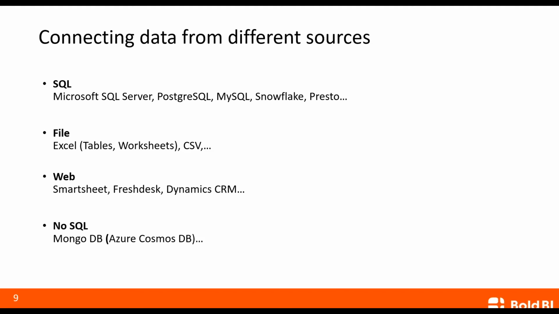Any data connectors can be summarized into these four categories: SQL, NoSQL, file, and web. Also, the generic web connector allows us to connect any other data source apart from those listed, if it is REST enabled.